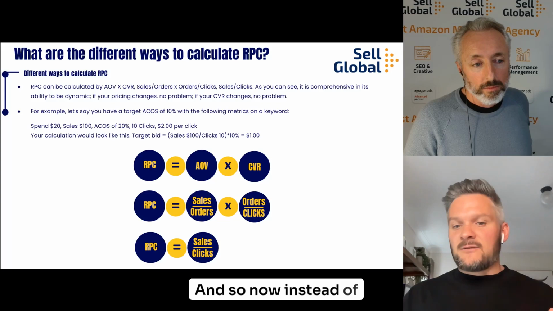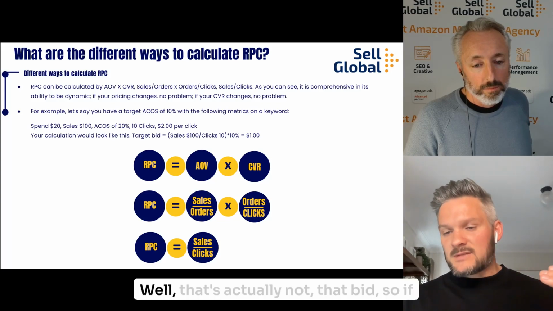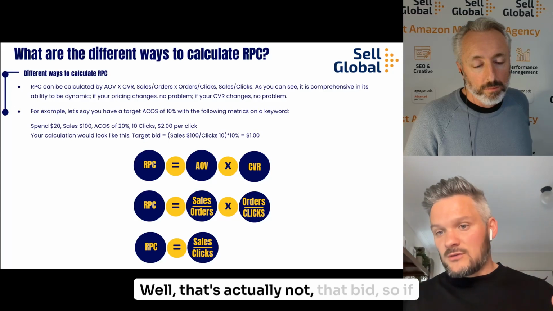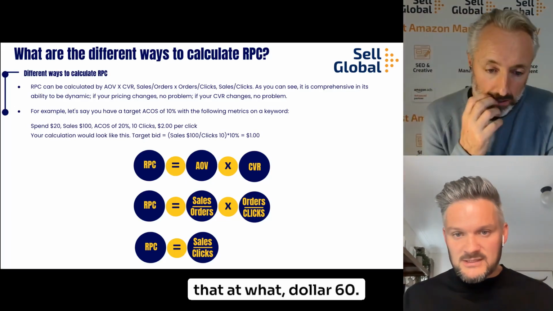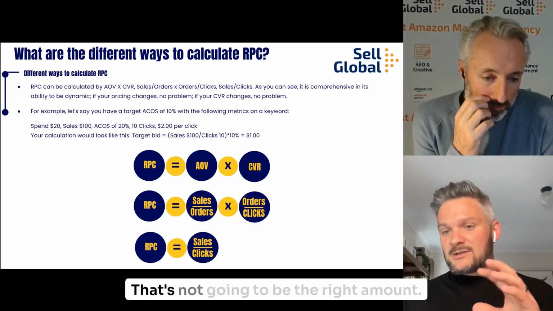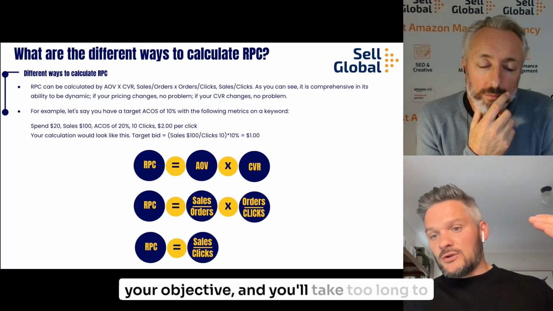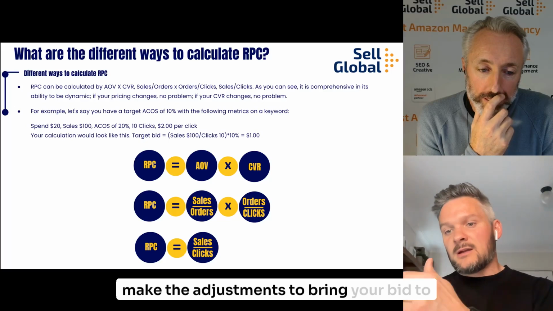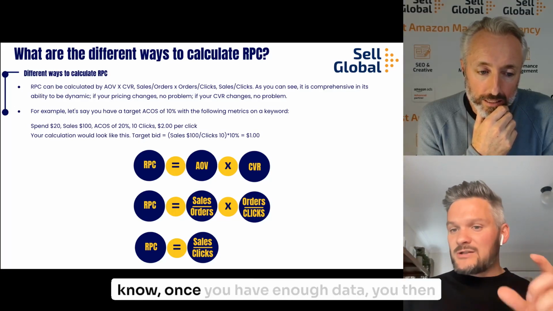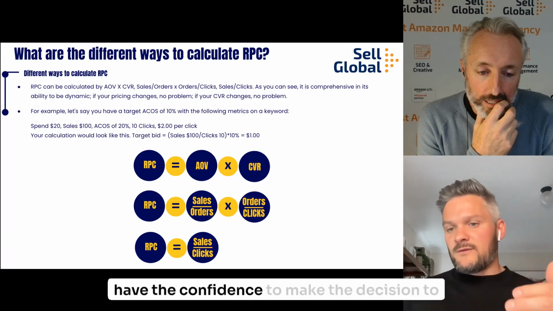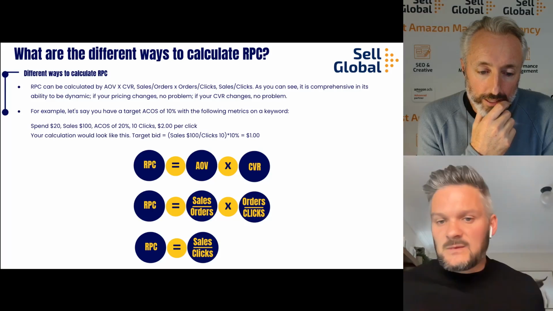And so now, instead of just saying to yourself, oh, my ACOS is at 20%, I want it to be lower, I'm just going to lower my bid by 20%. Well, that's actually not that bid. So if you lowered it by 20%, you might be putting that at what, $1.60. That's not going to be the right amount. Your ACOS will still remain too high from your objective, and you'll take too long to make the adjustments to bring your bid to where it needs to be. Whereas, once you have enough data, you then have the confidence to make the decision to recalculate the bid and make it correct.